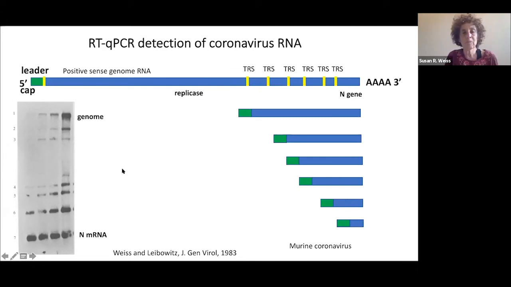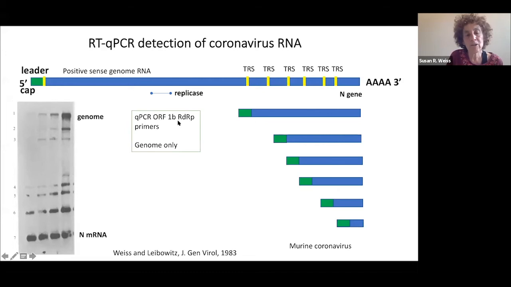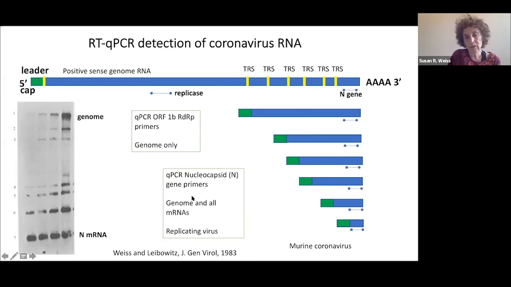So when doing RT-PCR, many of these tests use primers that represent the replicase or the RDRP. That would be amplifying sequences right in here, and that would amplify only the genome RNA. And then there are also tests using the nucleocapsid gene primers, and those would capture all the mRNAs. So while PCR for RDRP would give you genome copies, PCR for the nucleocapsid would give you copies of both genome and all the RNAs. So this would be good for quantifying from actually infected cell RNA, where RDRP would be detecting free genome RNA. So it's just important to think about what you're testing for when you use these primers.